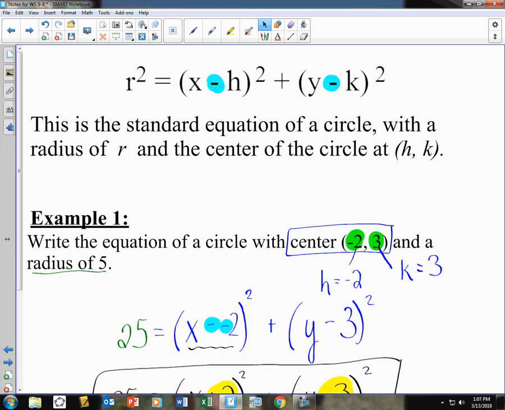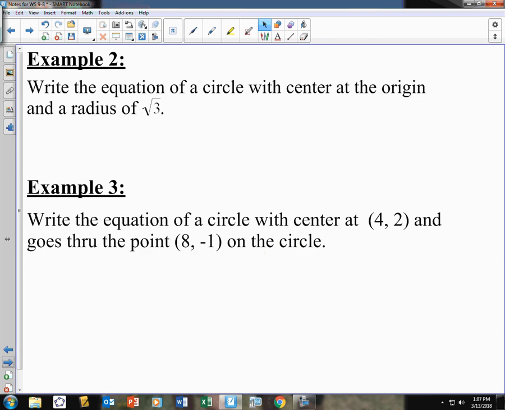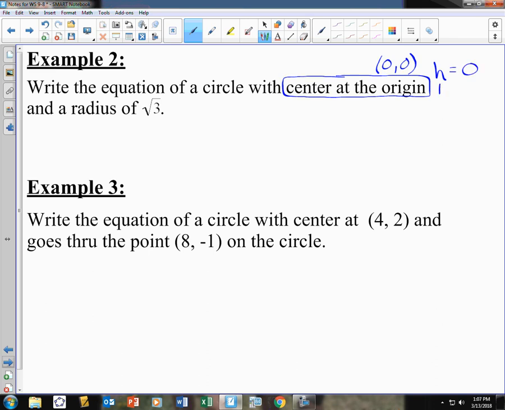So let's try another one. Write the equation of a circle with the center at the origin. Okay, wait, the origin, that means h and k would be 0, 0. And so h is 0 and k is 0. So I would have x minus 0 quantity squared, and then y minus 0 quantity squared. And then that's going to equal my radius squared.